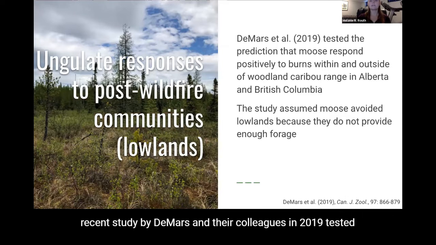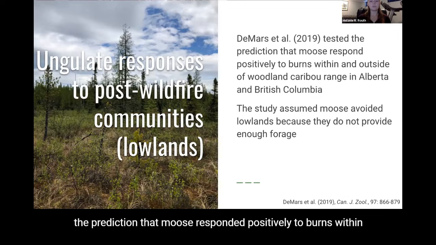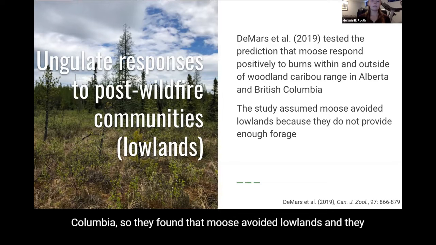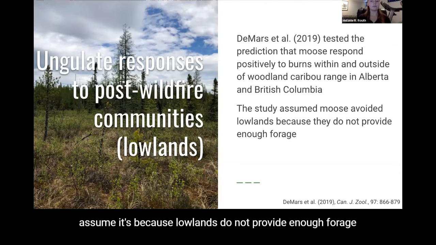On the other hand, there's considerably fewer studies that have looked at woody browse production in lowlands, but a recent study by Demers and their colleagues in 2019 tested the prediction that moose responded positively to burns within and outside of woodland caribou range in Alberta and British Columbia. So they found that moose avoided lowlands, and they assume it's because lowlands do not provide enough forage for moose, but they did not directly measure forage in their study.